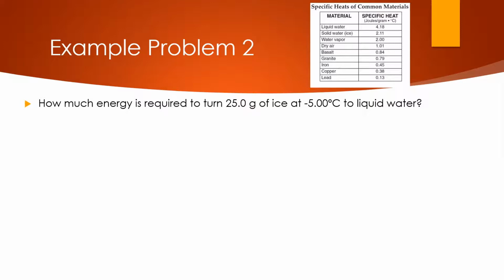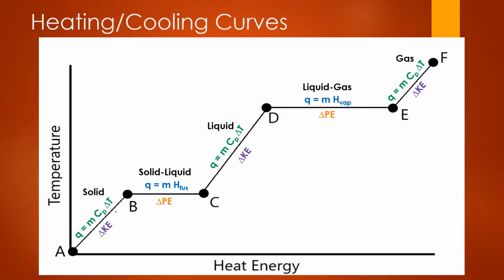Let's look at example problem number 2. And by next, I mean the one after this. So how much energy is required to turn 25.0 grams of ice at negative 5 degrees Celsius to liquid water? So in this particular problem, it's a little bit more difficult. We're right over here at negative 5 degrees Celsius, and we want to be right here at liquid water. It doesn't say that the temperature is anything higher than 0. It just says that it's going from negative 5 degrees Celsius of ice to liquid water.